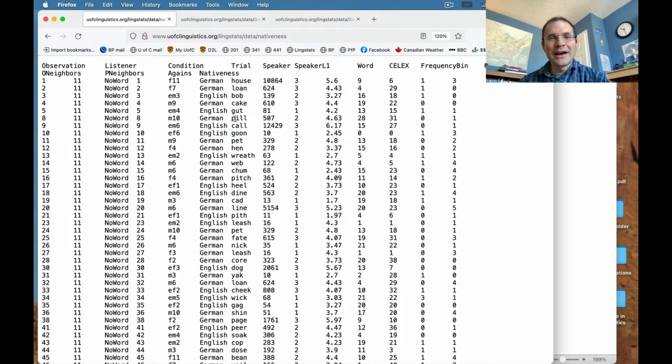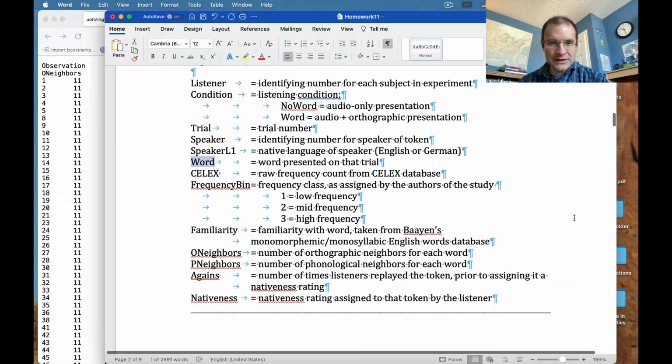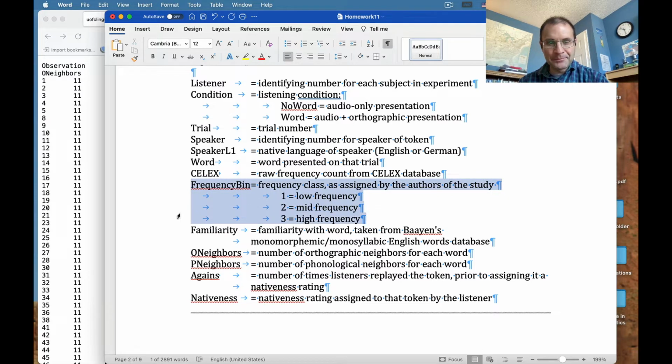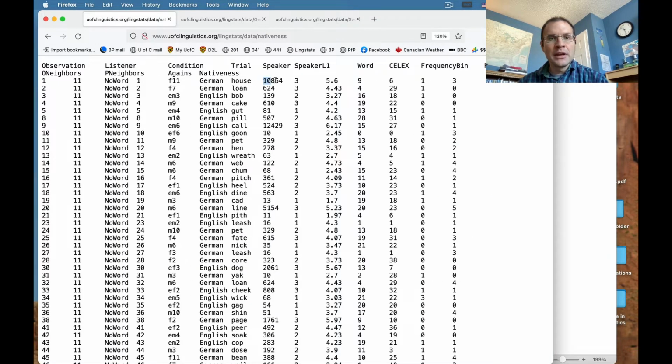But I'll point out as well, in this data set, these are all consonant, vowel, consonant, 1-syllable words. So that's why they're relatively short. But we also got a variety of different frequencies out of them. And to make that a little bit simpler for ourselves, we also boiled those raw frequency numbers down into 3 groupings, where 3 basically represents high frequency, 2 is mid frequency, like 139, and then 1 is low frequency, like 81.